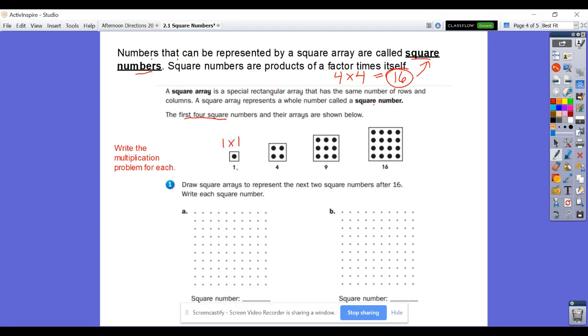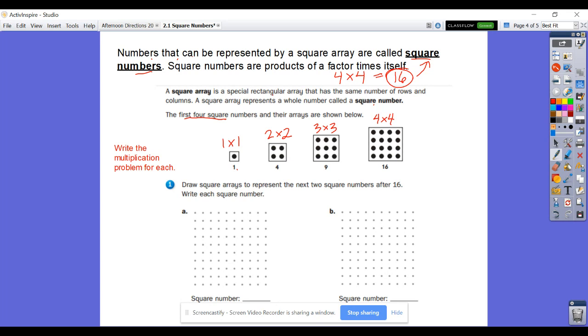1 times 1 is just 1. But not too boring. 1 is still a square number. Proud of it. 1 is the first square number. Now we have what multiplication problem? What factors? 2 times 2 to get 4. In our next one, we have a 3 by 3 array to get 9. And in our final, we have the one we talked about, a 4 by 4 array to get 16.